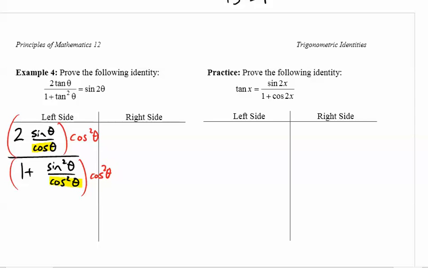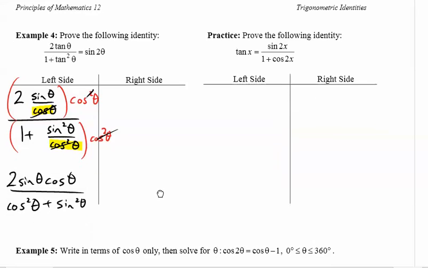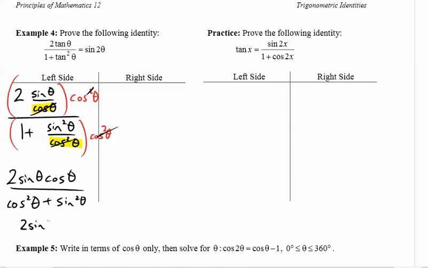And when we do that, on the top, one of the cosines will cancel, leaving us with 2 sine theta cos theta. And on the bottom, the first term just becomes cos squared theta, and on the second term, both of them cancel, leaving sine squared theta. Now, sine squared plus cos squared is 1, so this is 2 sine theta cos theta over 1, which is the same as sine 2 theta. Beautiful.